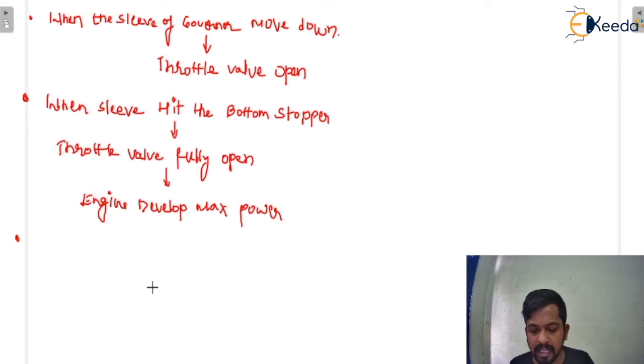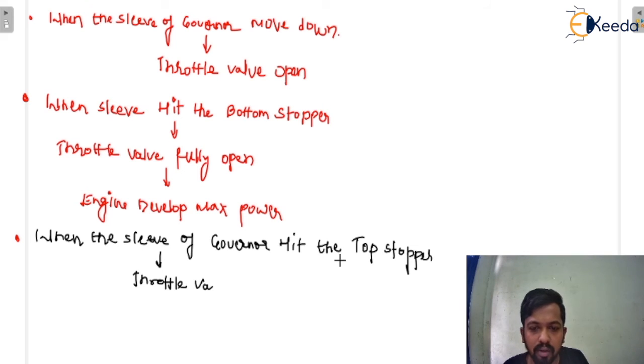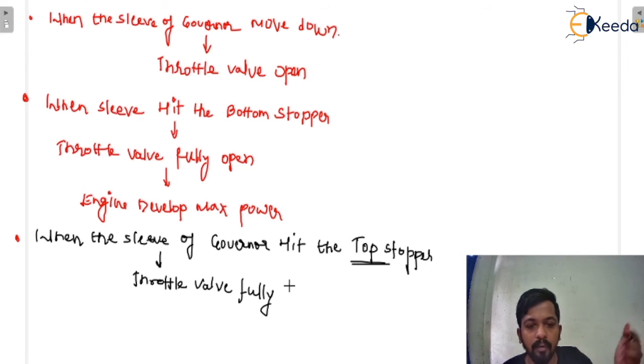In the next procedure, I'm saying that when the sleeve of the governor hits the top stopper, the throttle valve is fully closed, because this is a limiting case. When the sleeve of the governor hits the top stopper, it cannot move upward beyond the top stopper, so the throttle valve is fully closed. As the throttle valve is fully closed, there will be minimum power generation. That means the engine develops minimum power.